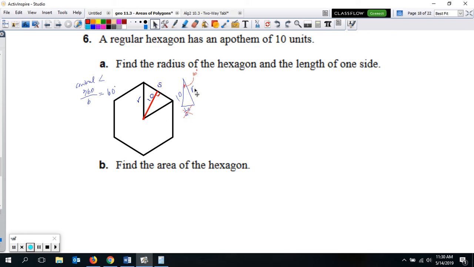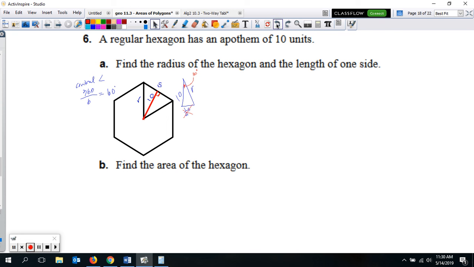So first let's find the radius. To find the radius from the 30 degrees, we would have 10 is adjacent and the r is the hypotenuse. So adjacent over hypotenuse, you've got to remember which trig ratio that is.